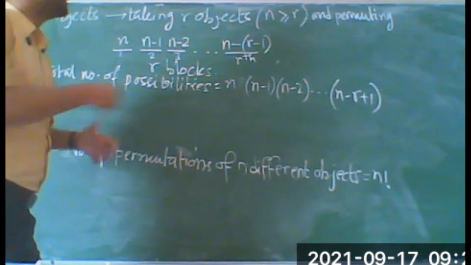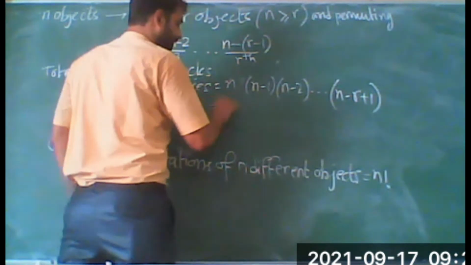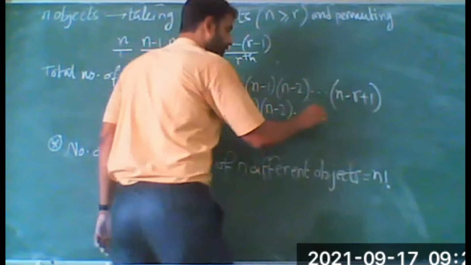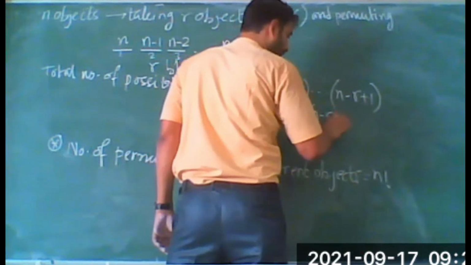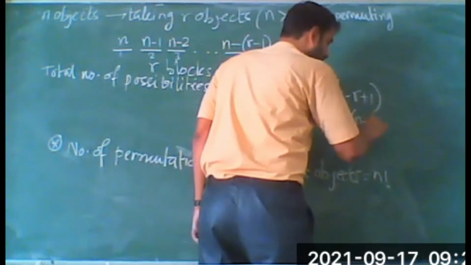So to implement the idea of factorials, we are writing it like this: N, N minus 1, N minus 2, and in this way up to N minus R plus 1. Next we are multiplying these numbers also.